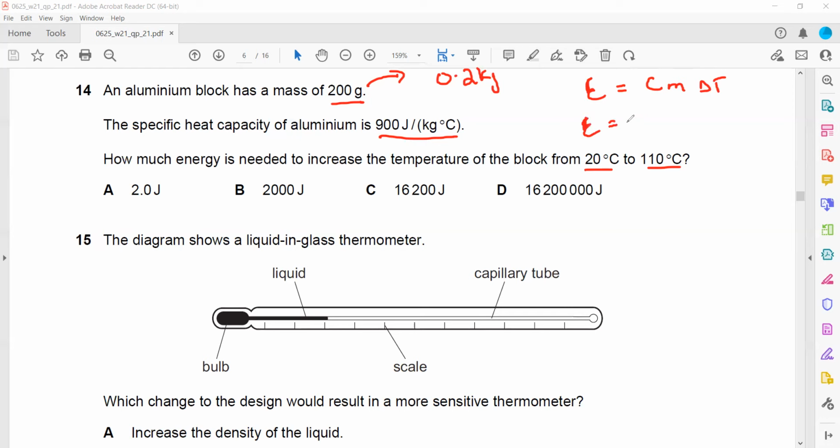So the specific heat is 900. Remember, if specific heat capacity is given in joule per kilogram, the mass should be in kilogram. So this will be 0.2, and the temperature change is 110 minus 20. When we multiply all these, it gives us 16,200, so C will be the right answer.